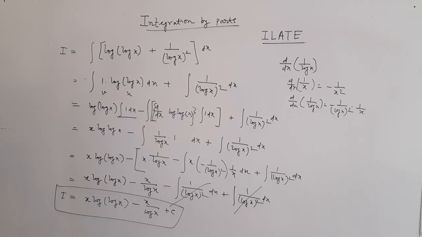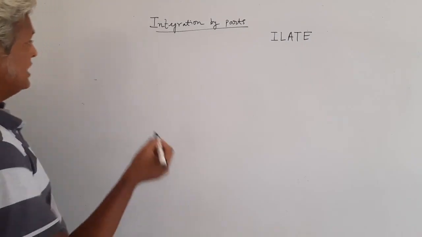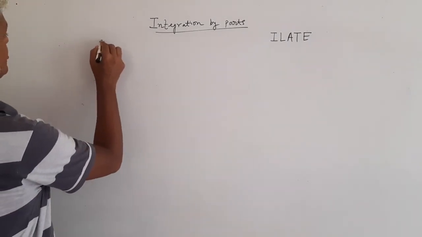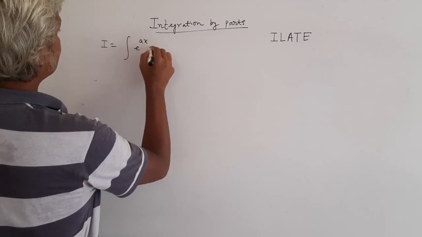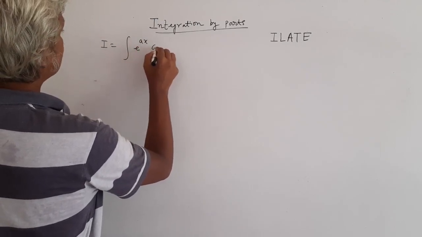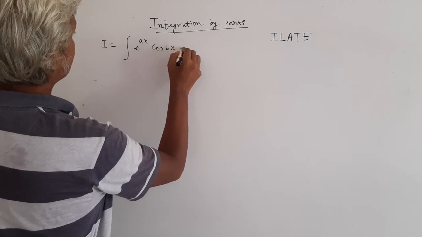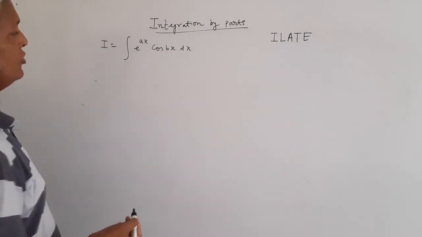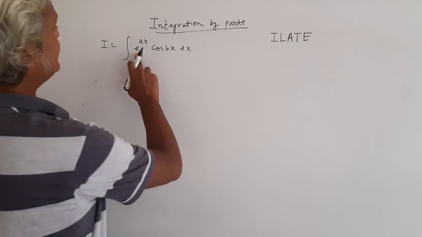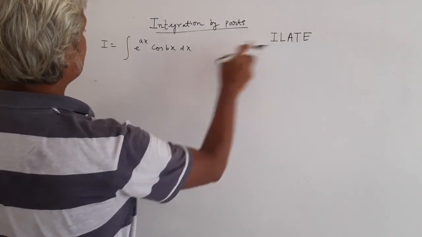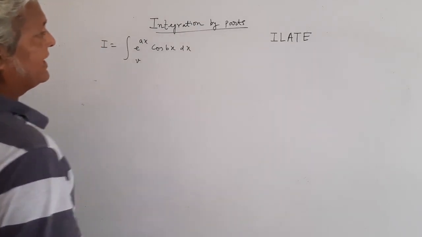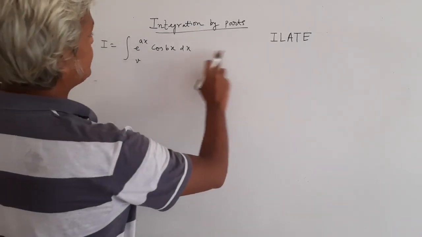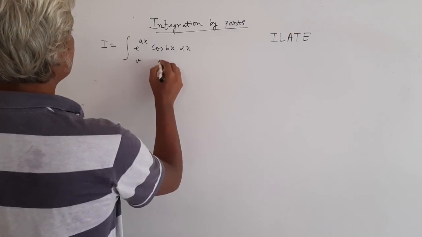Okay, now I'll take another example that is also a special case. So now here this is another example. This goes like integral of e to the power ax cos bx dx. Now, if you see the order, then e to the power ax is exponentiation, so this is my v, because this is at the end of this hierarchy, and cos bx is trigonometry, so this is my u.